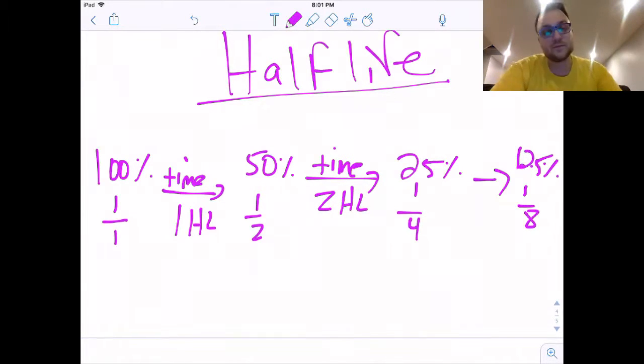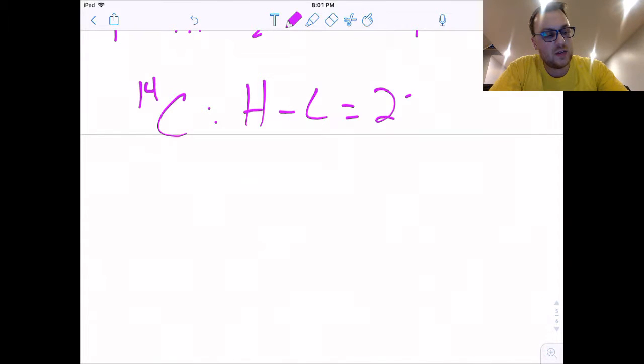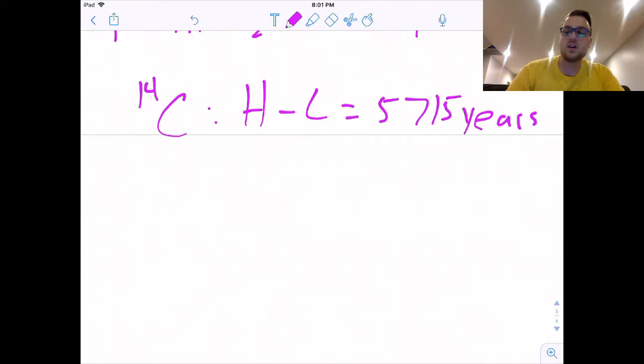Meaning, it tells you a certain amount of time goes by, how much is remaining, you have this much at the end, what did you start with, how many half-lives went by if you have 1/8 of your substance, etc., etc. So, let's take carbon-14 for example. Its half-life is 5,715 years. So every 5,715 years, carbon-14 divides by 2.